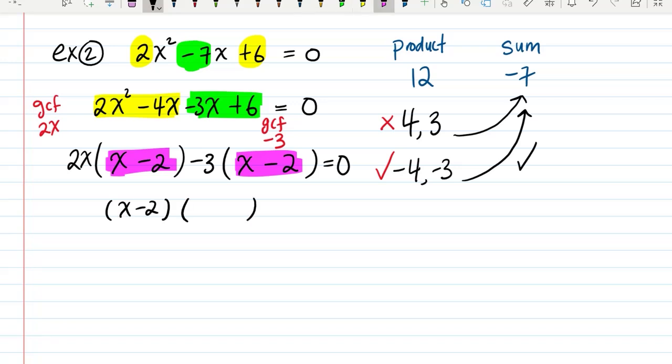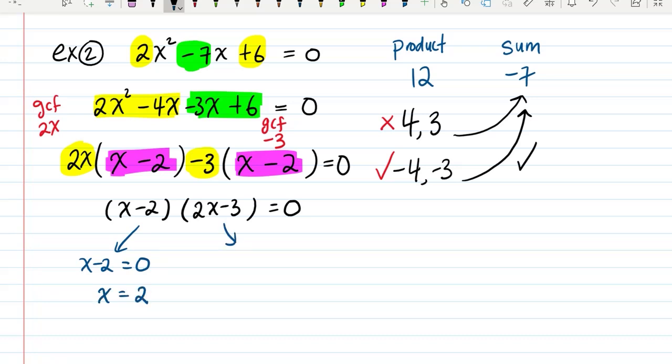And the next set of brackets will be from these two terms. So it will be 2x minus 3 is equal to 0. So each set of brackets will give us the solutions. This one will give us x minus 2 equal to 0, so x is +2. This will give us 2x minus 3 is equal to 0. So 2x is +3, therefore x is 3/2.